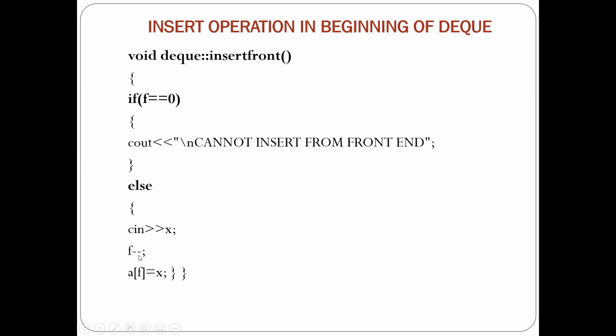Then F-- we have to do here. That means we have to decrement the front index first, and then to that front index we can insert the item, like A[F] = X here. A is nothing but the array name, and this is the front index. So to this front index, we can insert the element here. But for this, first we have to do F--. That means the front index we first have to decrement, and then we can insert the element in that position.